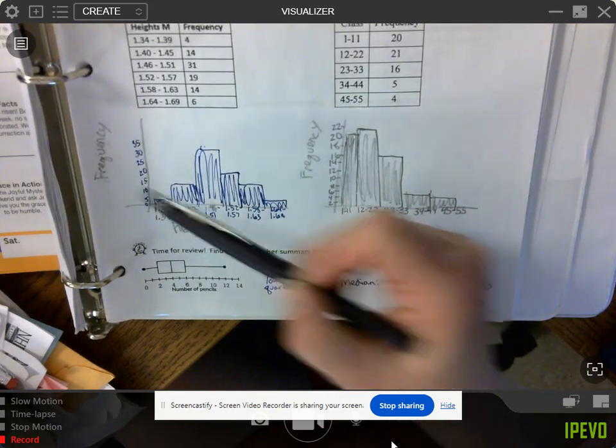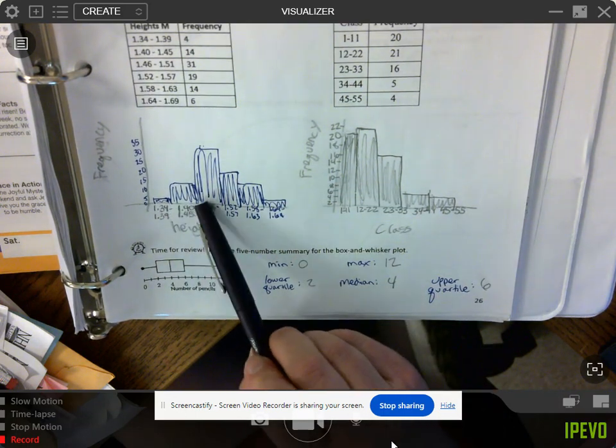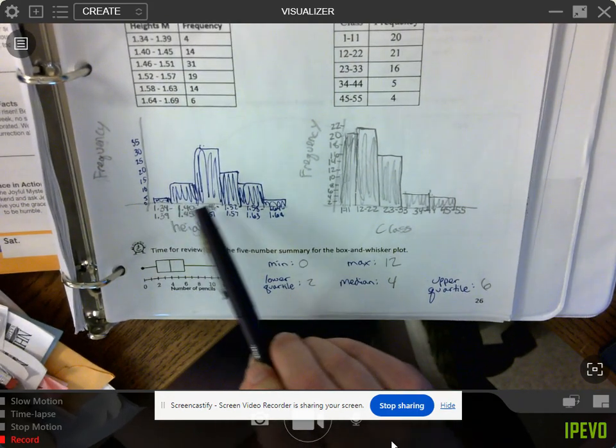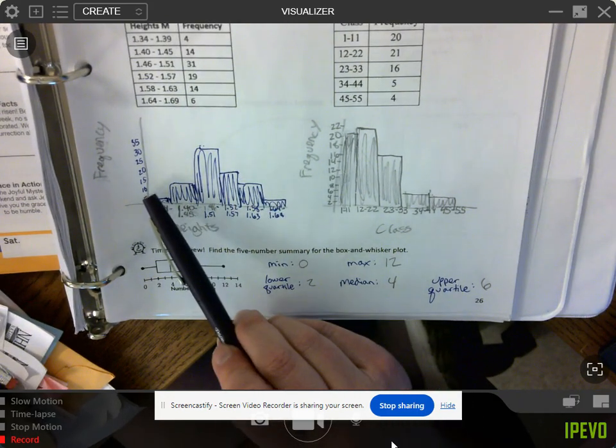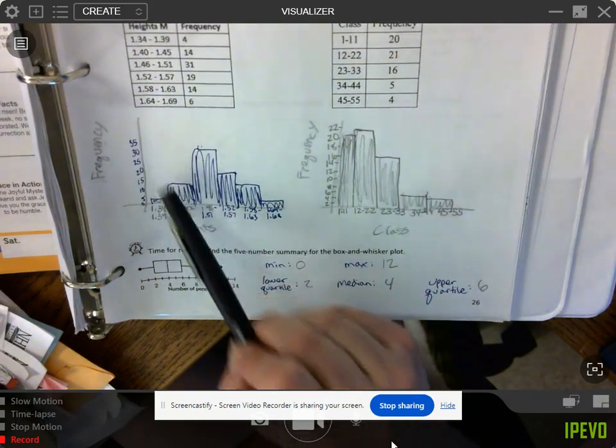So we have heights on the bottom and frequency going up. Your bars should be touching because it is a histogram. They should look to be similar structure as to what I have, because we need to have that frequency the same.